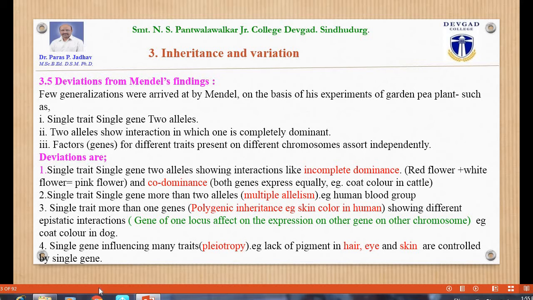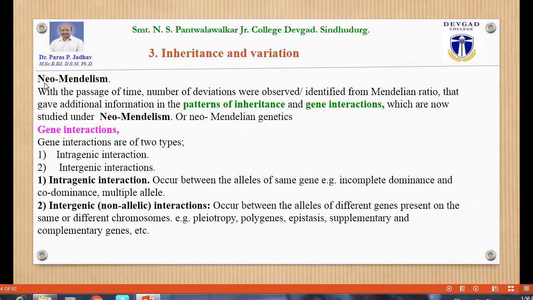Then single gene influencing many traits known as pleiotropy. Example, lack of pigment in hair, eye and skin are controlled by single gene. आता आपण या न्यू मेंडेलिझम बद्दल डिटेल्स मध्ये माहिती घेऊया. आपण जे आता मेंडेल्स पेक्षा वेगळे कॅरेक्टर येणारे जे एक्सपेरिमेंट पाहायला मिळाले त्याच्याबद्दल आपण डिटेल्स माहिती घेऊया.